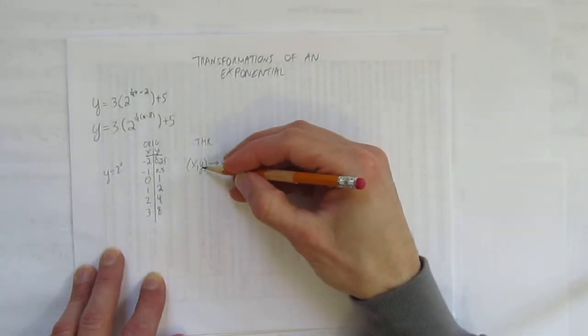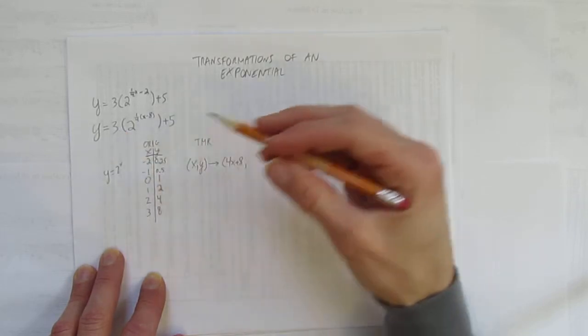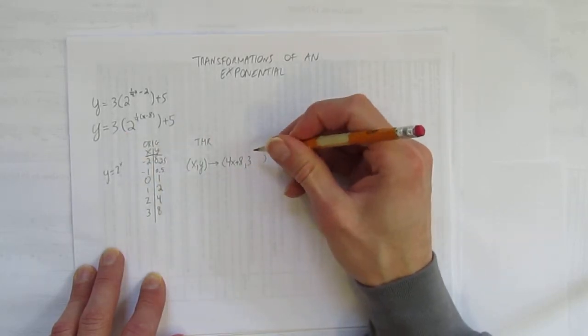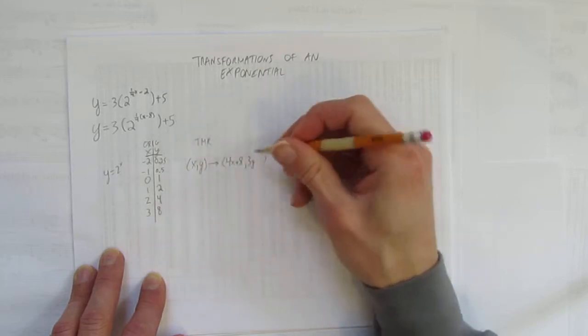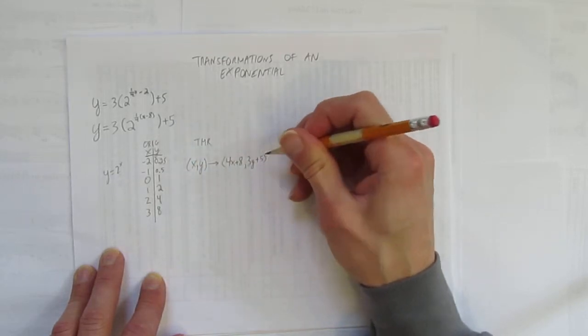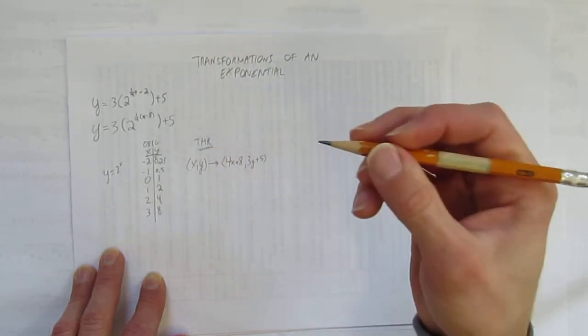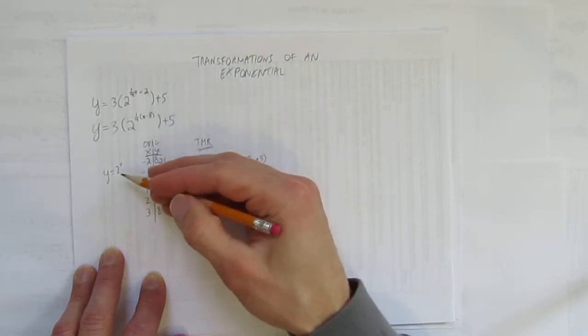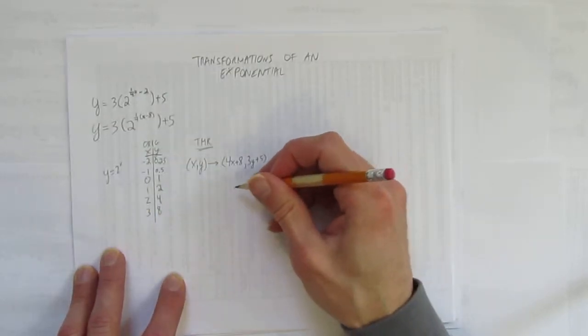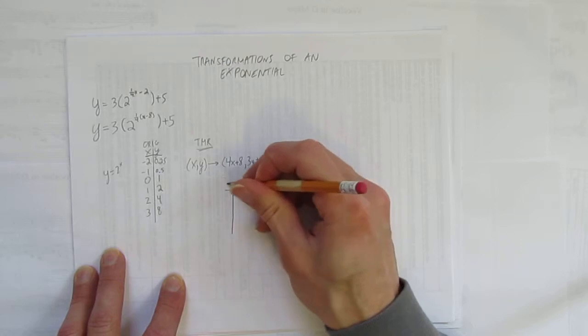What do we do for the y values? We take all the y values and we times them by 3, and then we add 5. That's our recipe for our new function that you see here based on the original parent, 2 to the power of x. So now I get my new table.